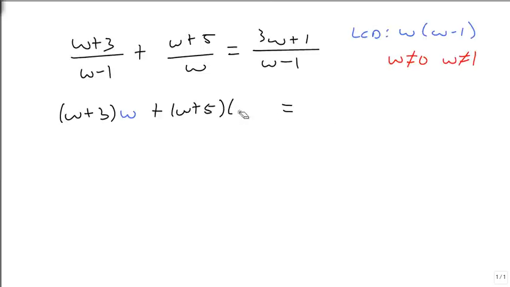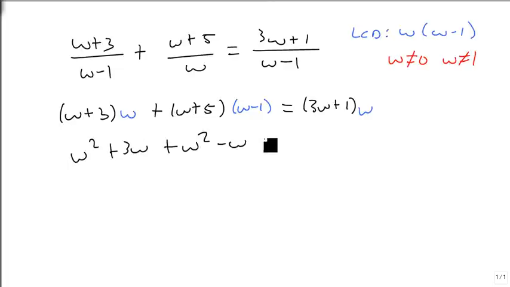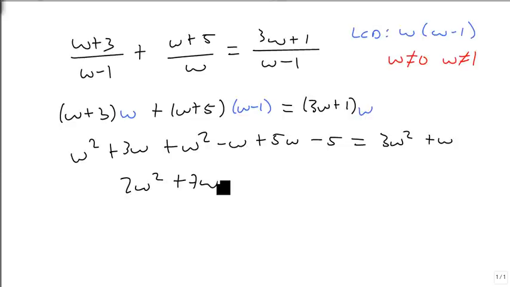And I should have written that in blue, just so it stands out. And the 3w plus 1 is just missing a w. So now we distribute. w squared plus 3w, plus w squared minus w, plus 5w minus 5, equals 3w squared plus w. Combine like terms on the left, and we get 2w squared plus 7w minus 5 equals 3w squared plus w.